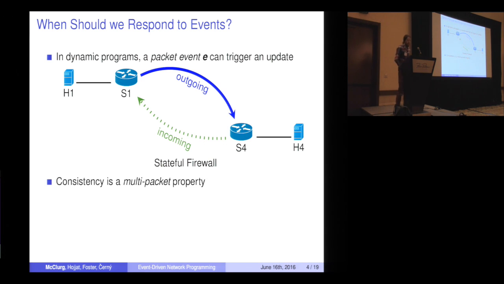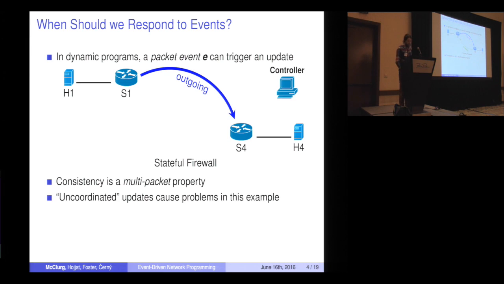The first thing to notice is that any type of consistency that we talk about involves multiple packets. Specifically, we have a packet of outgoing type influencing the future processing of packets of the incoming type. Another thing to notice is that depending on how we do this, there can be problems.